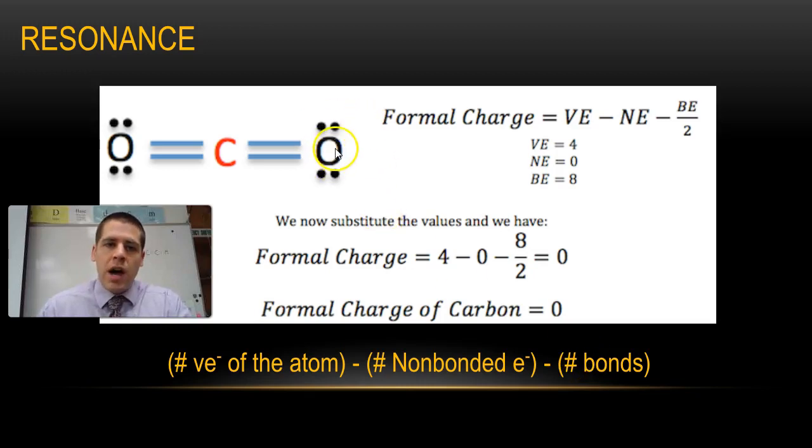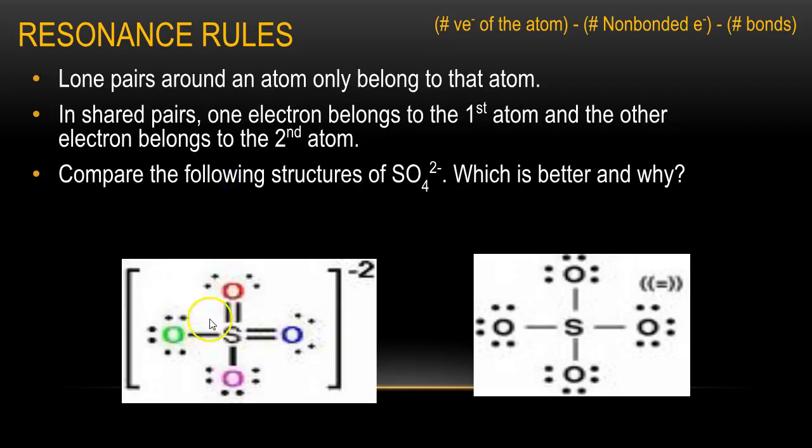What about oxygen? Oxygen normally has 6 valence electrons. The non-bonded electrons, there's 4 of them, so 6 minus 4 is 2. Minus the 2 bonds also gets that one to 0. So the formal charge of carbon and oxygen, and in this case both oxygens, is 0. So let's look at another example.